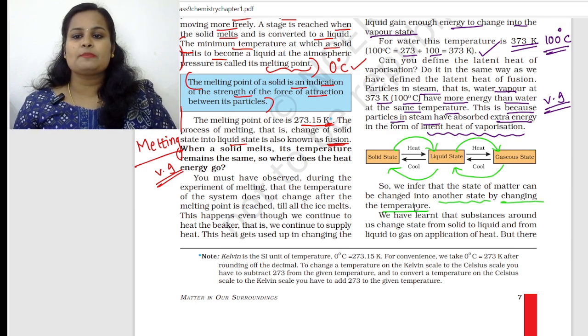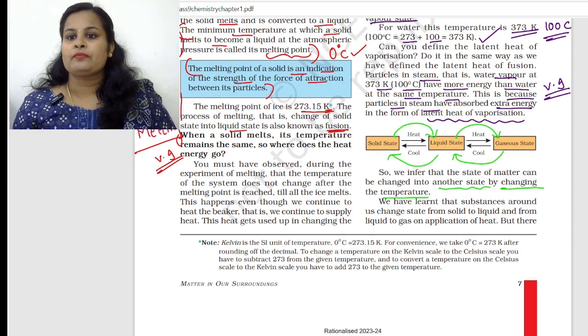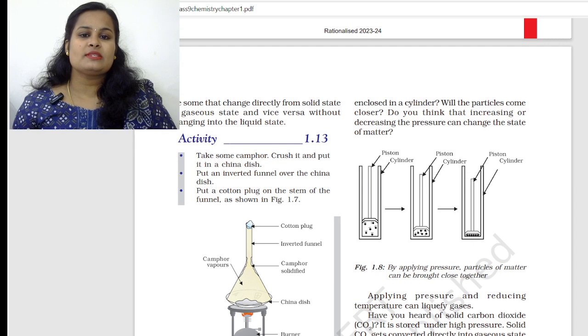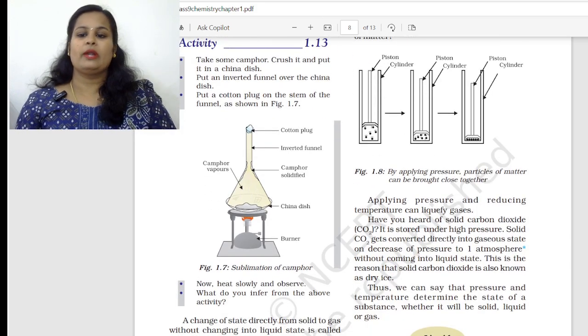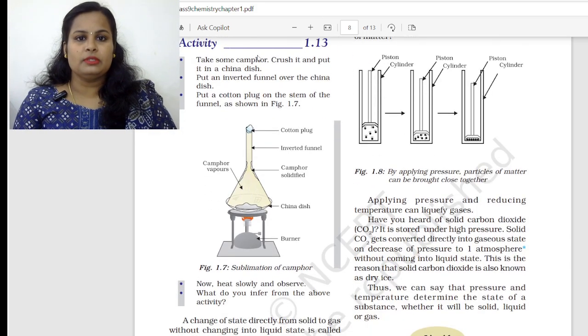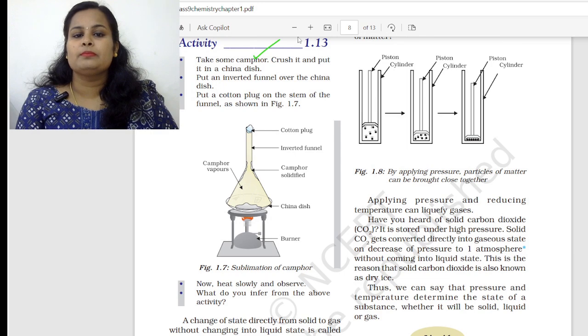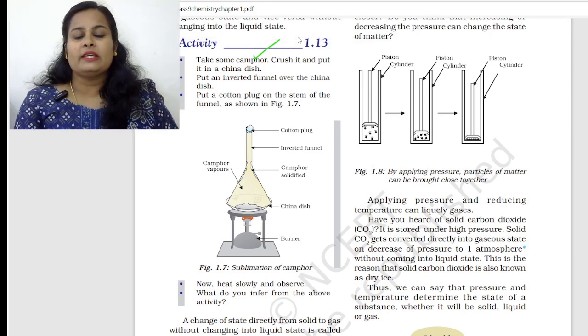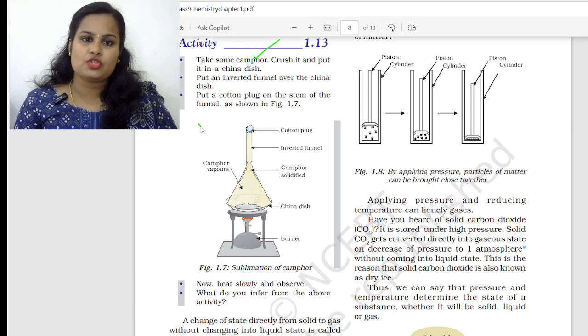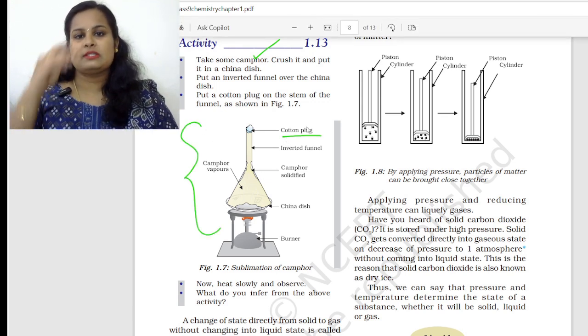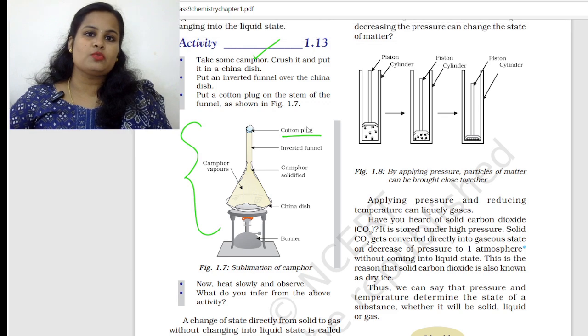We have learned that substances around us change from solid to liquid and from liquid to gas on the application of heat. But there are some changes that directly go from the solid to gaseous state and vice versa without changing into the liquid state. They've given activity 1.13. Take some camphor, crush it and put it in a china dish. Put an inverted funnel over the china dish. Put a cotton plug on the stem of the funnel as shown in the figure. The cotton plug is fixed so that the vapors won't escape.